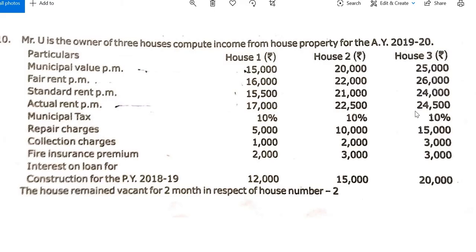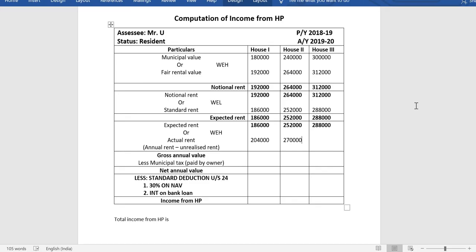And 24,500 for house 3. So 24,500 into 12, you will get 2,94,000.